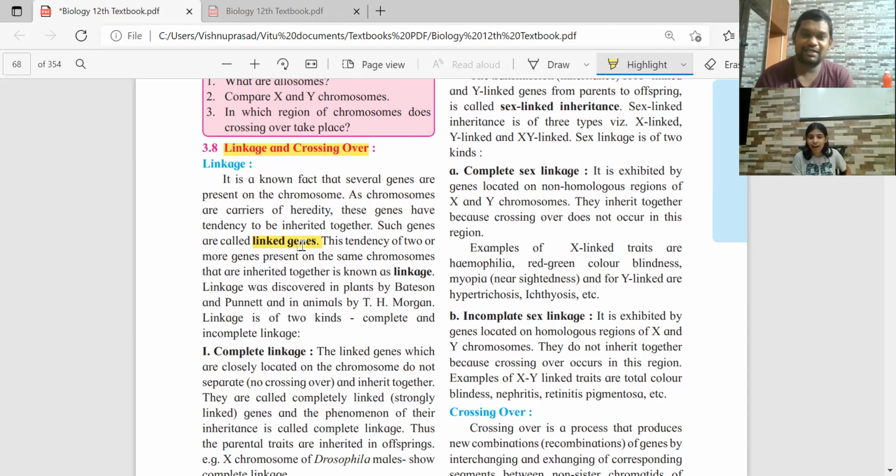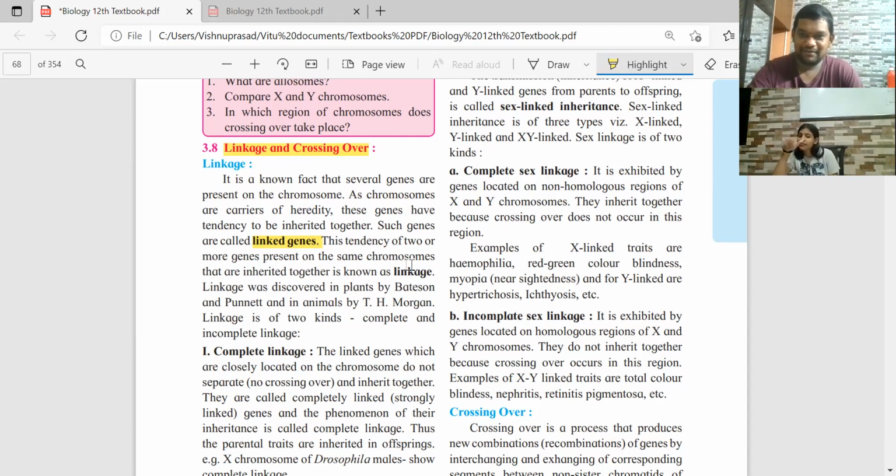So in case of genetics, we are of course not calling it trust between the genes, but they are so closely bonded to each other. They are present close to each other, and that's the reason they inherit together. So such genes are called linked genes.